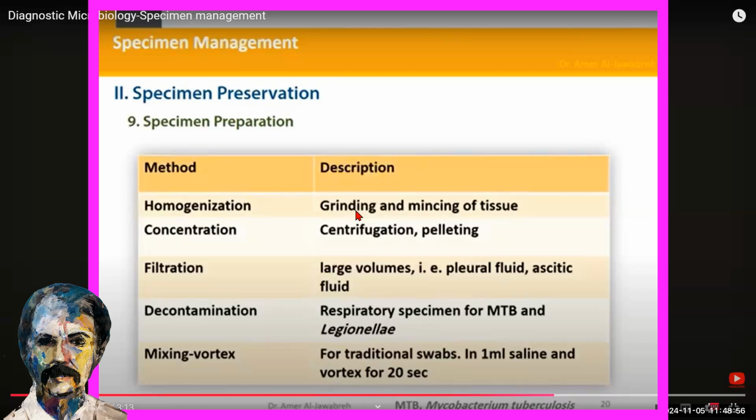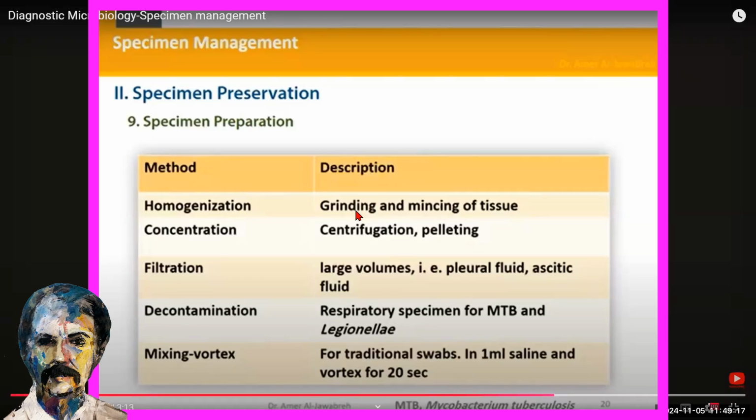Sometimes you have to make filtration. You have large volumes of pleural fluid or ascitic fluid, and you make filtration, and you take the filtrate and make a culture out of the filtrate. Or sometimes you can also use the fluid which has been filtrated for something else.